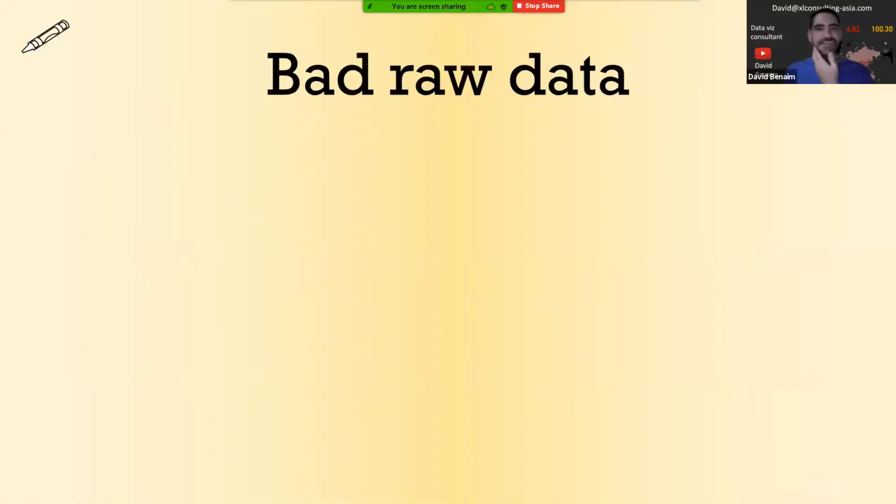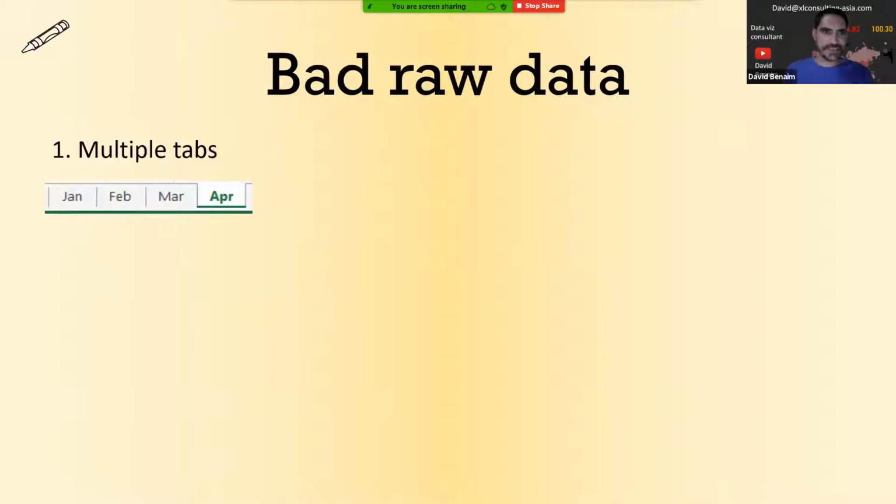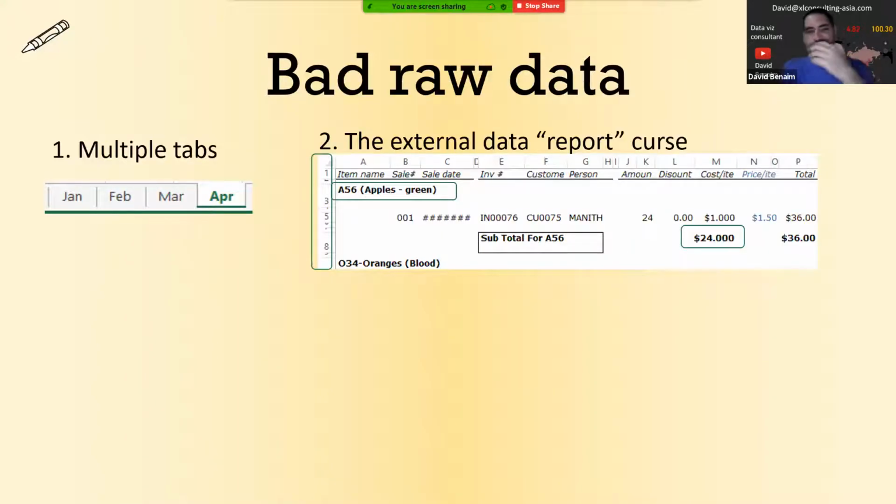So bad raw data. Bad raw data can come in a lot of different shapes and sizes, multiple tabs. This is often not recommended because it's near impossible to analyze this in a succinct pivot table or chart. The external data report curse.